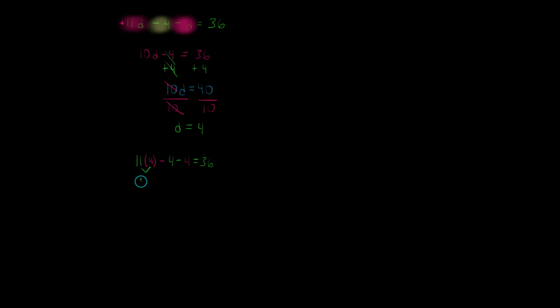So 11 times 4 is 44. I'm going to subtract 4 and subtract 4, and we're going to see if this is equal to 36 still. So 44 minus 4 will give a value of 40. I'm going to subtract 4, see if it's still equal to this stuff. 40 minus 4 is 36, and 36 checks out with 36. Therefore, in the long run, 4 is a solution for d.